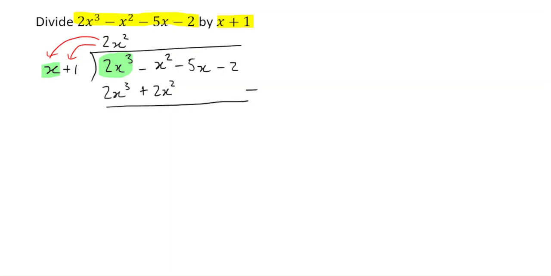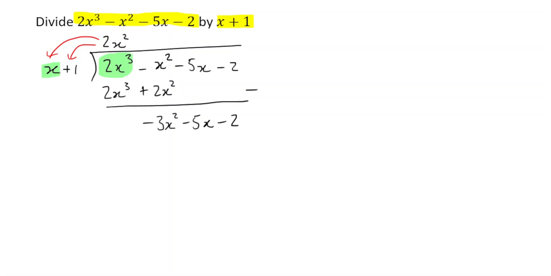And you should notice that these two terms here are the same. And that's what we want, because when we do the subtraction of 2x cubed minus 2x cubed, we want to get 0 there. We want that term to be 0. So let's carry on. 2x cubed minus 2x cubed is 0. And then minus x squared minus 2x squared is minus 3x squared. And then we've still got the minus 5x and the minus 2 left over.